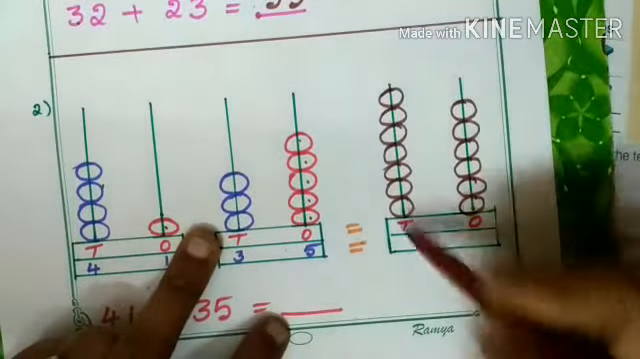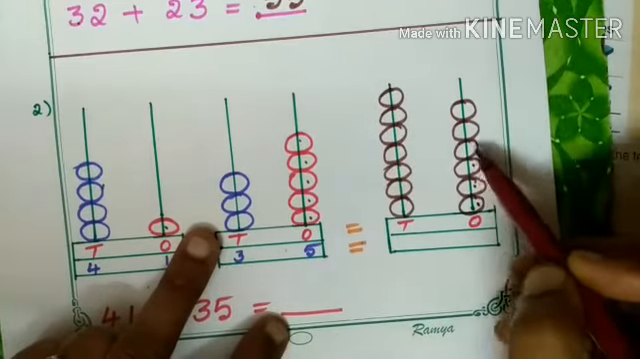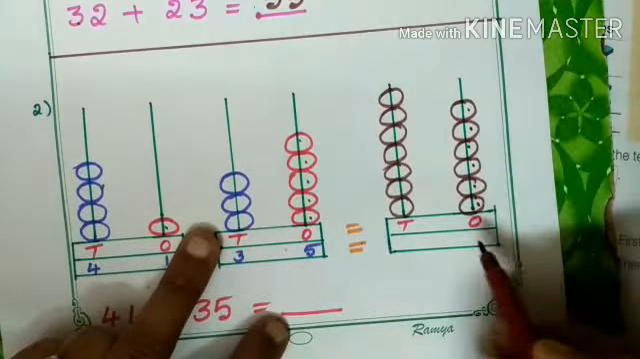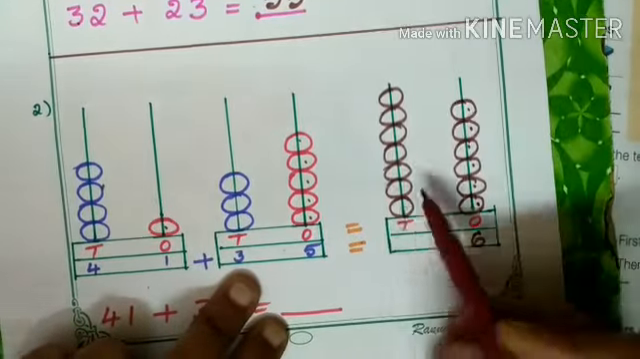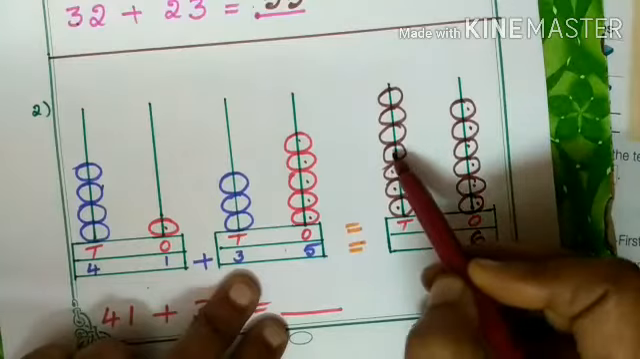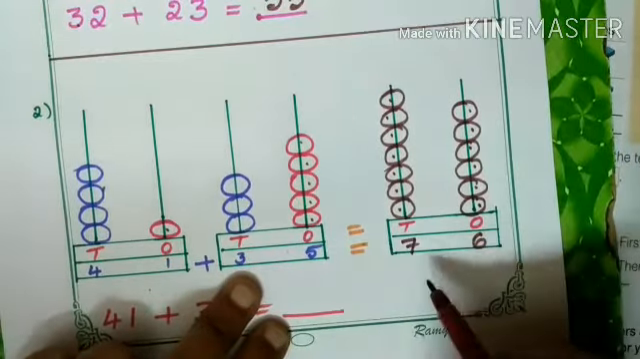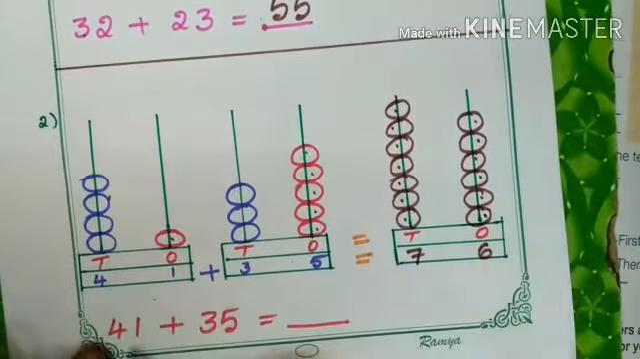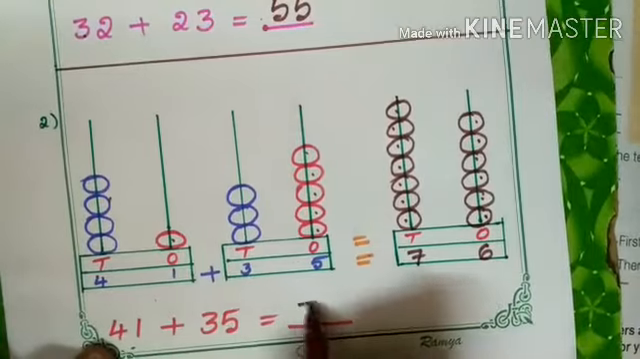Now add it totally. How many beads are there in ones place? 1, 2, 3, 4, 5, 6. Now we write here 6. Here in tens place 1, 2, 3, 4, 5, 6, 7. Now we write here 7. Now 41 plus 35 equals 76.